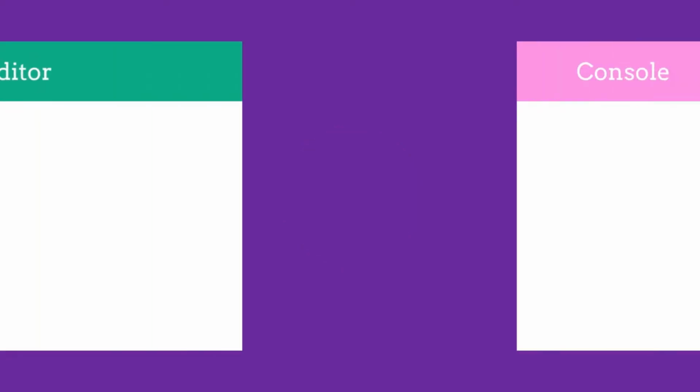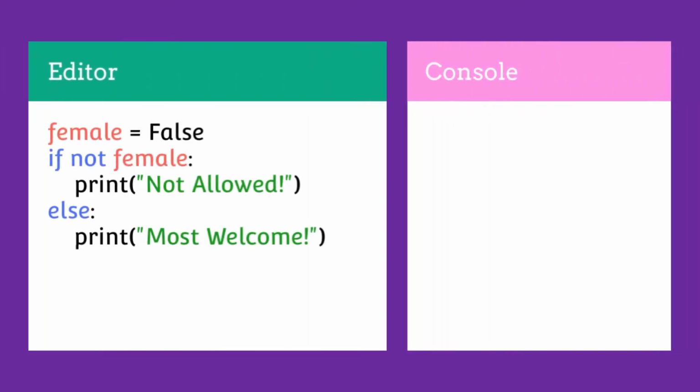If we want to reverse or negate a boolean value, we use the NOT operator. Let's say this program only allows females. So it has a boolean variable female. If female is true, program will say most welcome, otherwise not allowed. Now here because we set the female variable to false, the program will print not allowed on the console. And if we change the variable female to true, in this case if not female will be false, so it will print most welcome on the console. So that's how we use the NOT operator in our applications.